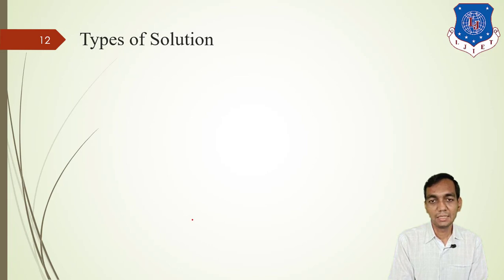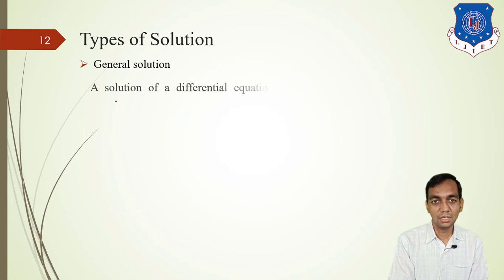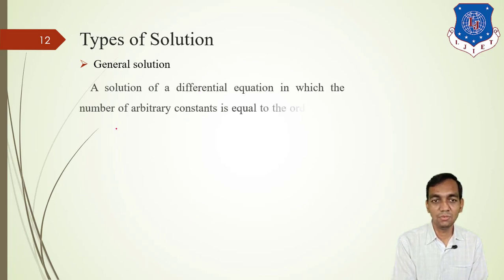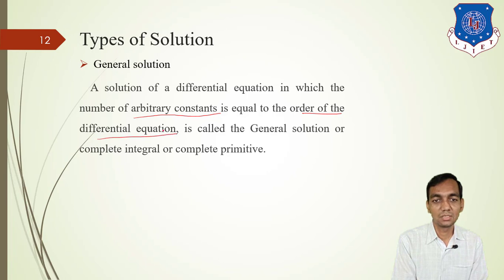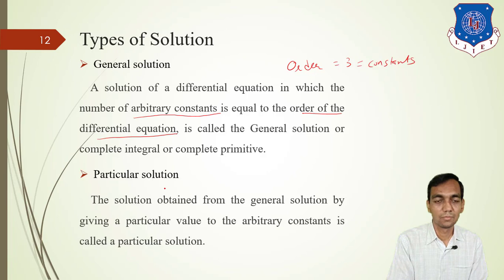Now see, there are two types of solution. The first one is a general solution, a solution of a differential equation in which the number of arbitrary constants is equal to the order of the differential equation. That means the general solution of any differential equation must contain the same number of arbitrary constants as the order of the differential equation. So suppose the order is 3, then the arbitrary constants must be 3.